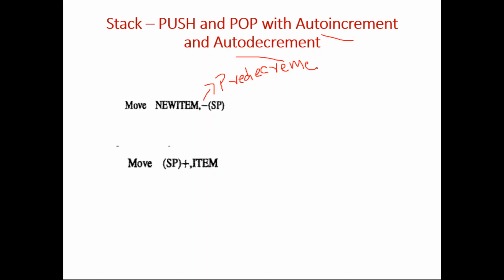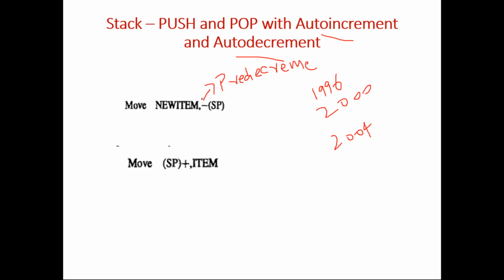If SP is initially 2004 when the stack is empty, then what will it do? It will perform pre-decrement, which means it will subtract 4 from SP. So now SP will become 2000, and the new item will go to location 2000. Again, if you want to push, then 4 will be subtracted from SP again. It will become 1996, and there the new item will be pushed.